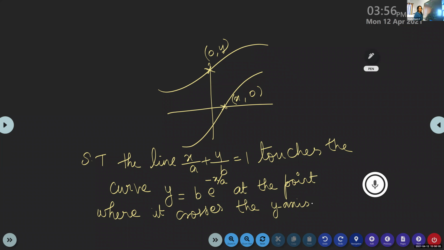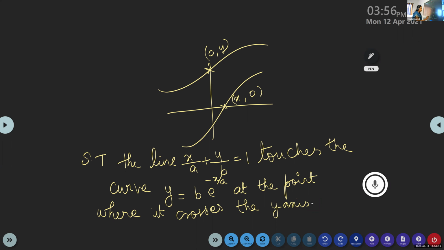What is the equation of the curve? Aparna? Ma'am, y is equal to b into e raised to minus x by a, at the point where it cuts the y-axis.